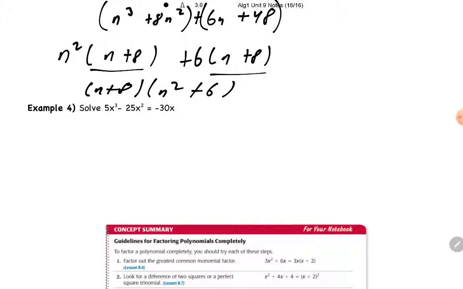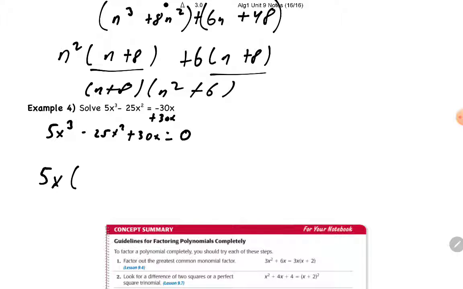Solve this equation, okay? So I'm going to move everything to one side. 5x cubed minus 25x squared. To move this negative 30x, I'm going to add 30x over to both sides. Set it equal to 0. I notice that all of these values have a factor of 5 involved and an x involved. They all share an x, and all share a factor of 5.